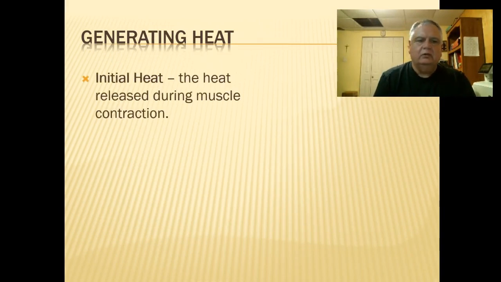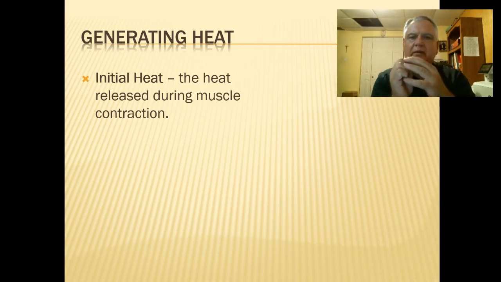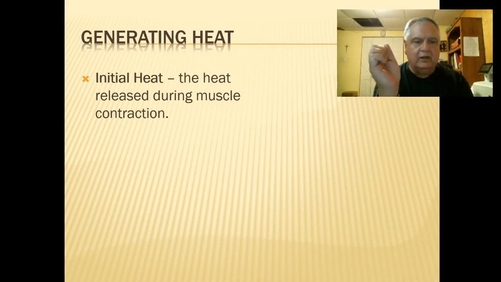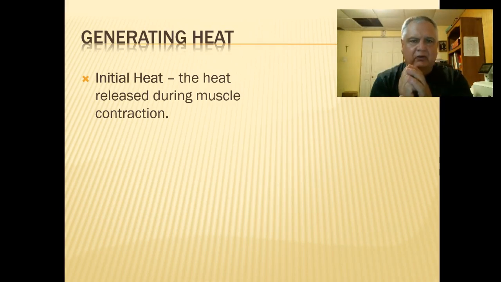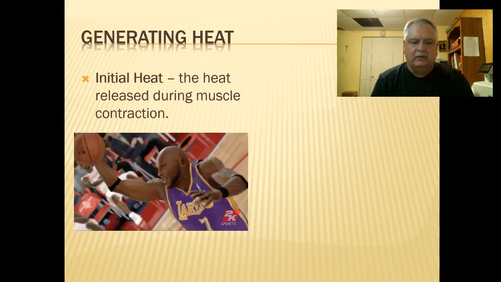All right, that takes us to heat generation. When muscles undergo contraction, the heat that's released during a muscle contraction is referred to as initial heat. Remember that in order for a muscle contraction to take place, ATP has to be broken down to recock those heads, right? Only about 40% of the energy that's released when the ATP is broken down is used to recock that head. 60% of the energy is lost to the surrounding environment as heat. So that heat that's produced while the muscles are undergoing contraction is referred to as initial heat.